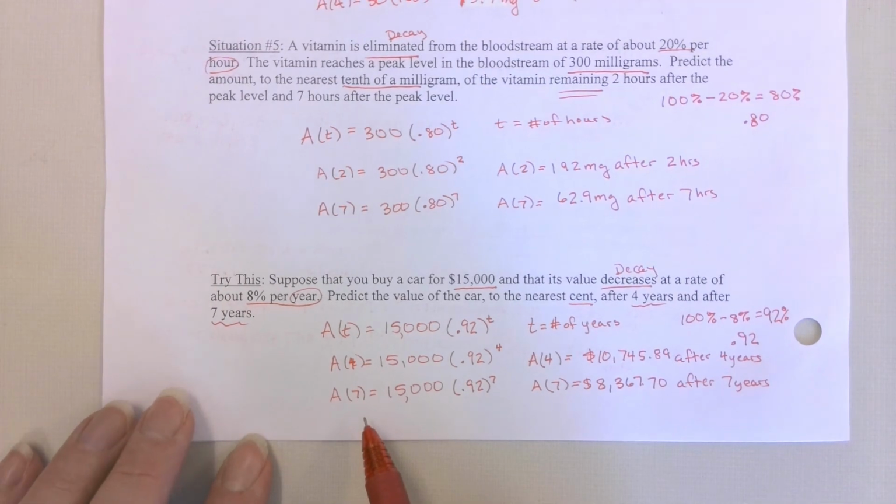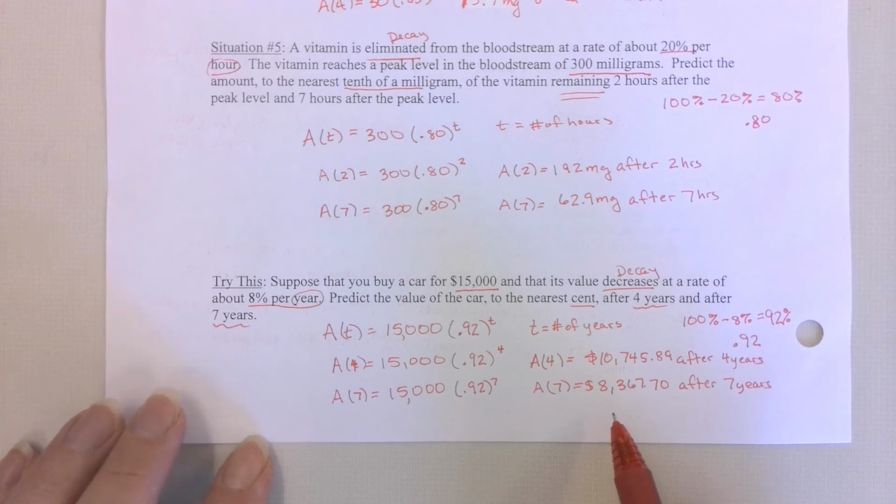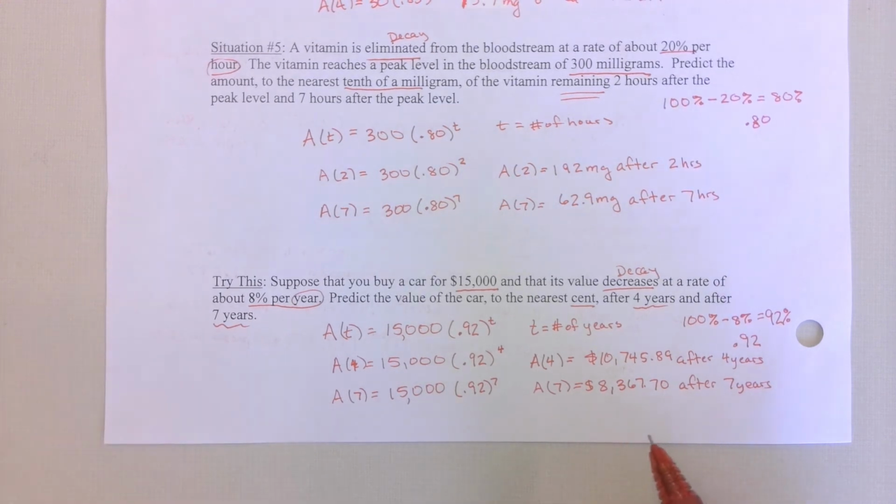Now, if we kept going with this and we found the amount after 10 years and after 20 years, you're going to see that the amount is definitely decreasing, but there's always a little bit left because we're taking 92% of what's left. So the value of the car is going to start leveling off. The next thing we'll look at with exponential growth and decay are graphs.